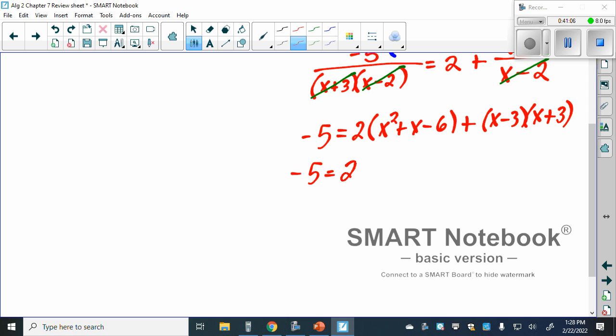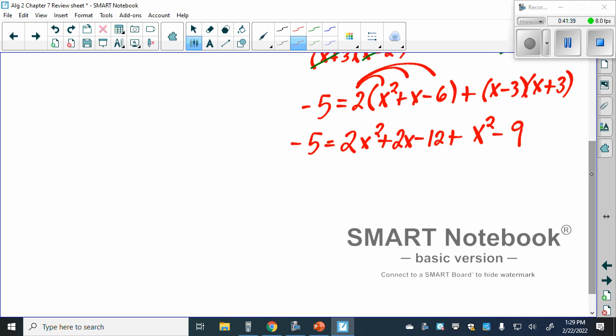At this point here, we can distribute the 2 through. 2 times x squared would be 2x squared. 2 times x would be 2x. And 2 times negative 6 would be negative 12. Now the next part, the x plus 3 times x minus 3, you all know what that would factor to? X squared minus 9. X plus 3 times x minus 3 is our difference of perfect squares factored, so they'll multiply back together. If you went on and multiplied that out, the 3x and 3x that we'd get in the middle would cancel out.